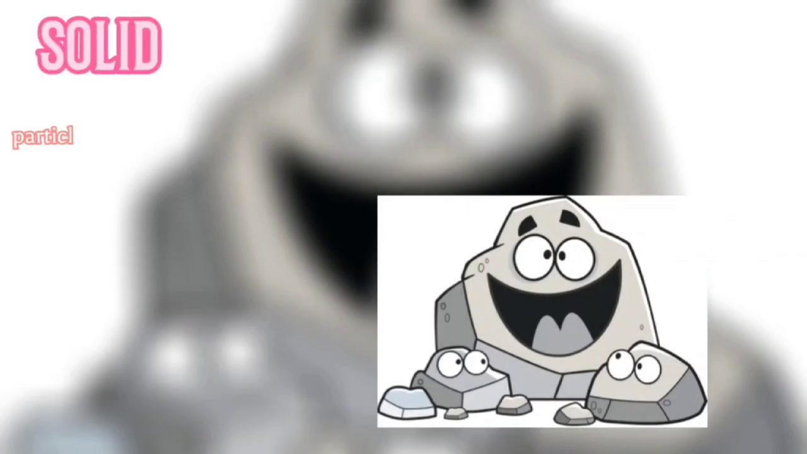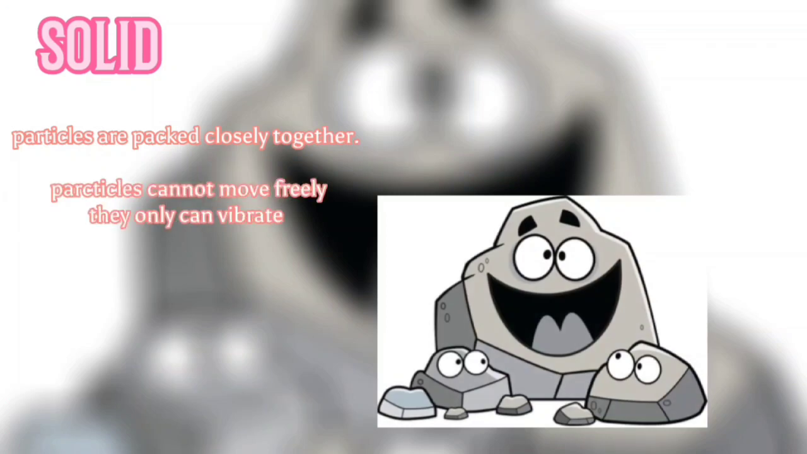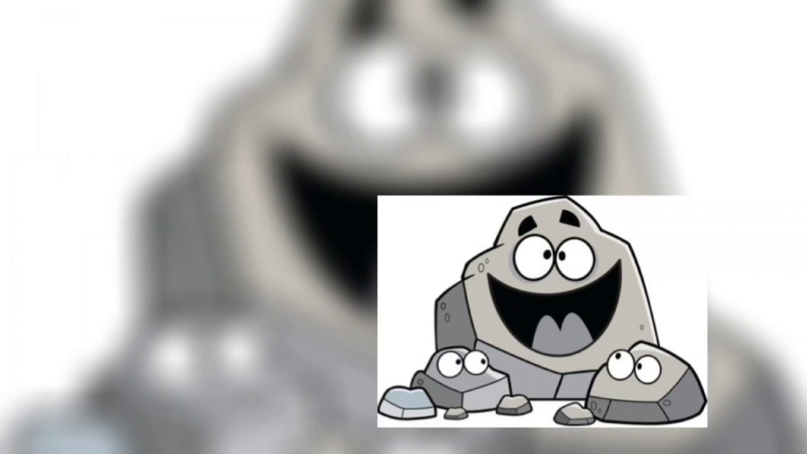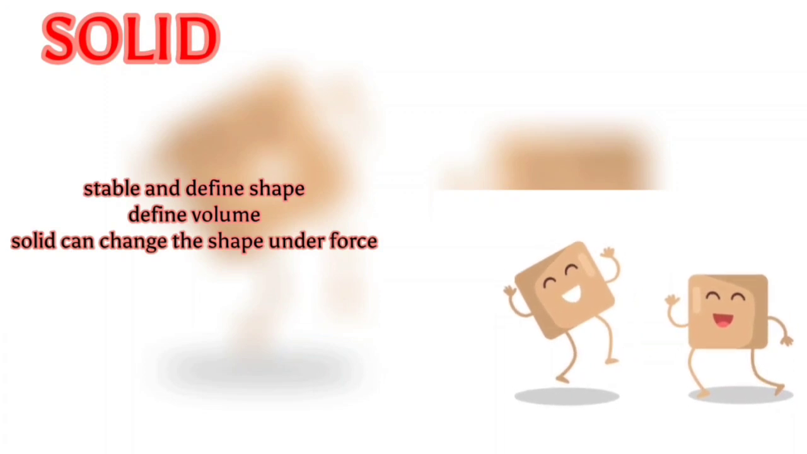Let's talk about solid. Solid's particles are packed closely together. The force between the particles is strong enough that the particles cannot move freely. They can only vibrate. As a result, solid has a stable defined shape and defined volume. Solid can only change shape under force. A solid can transform into a liquid through melting, and liquid can transform into a solid through freezing.